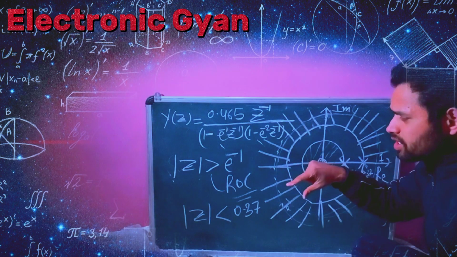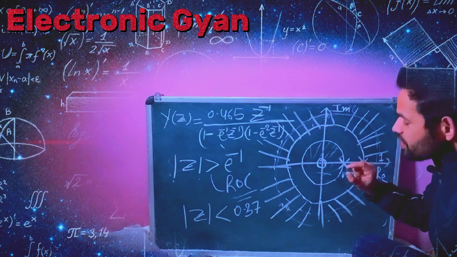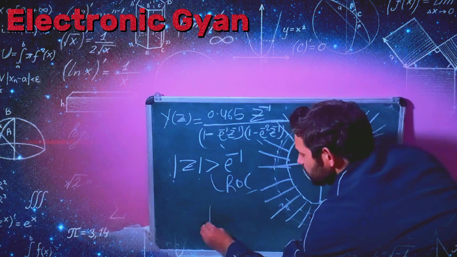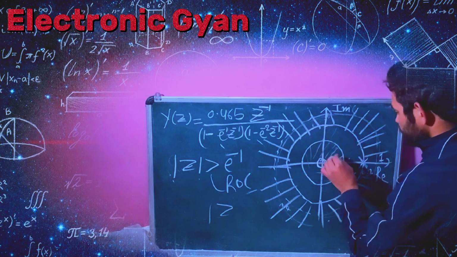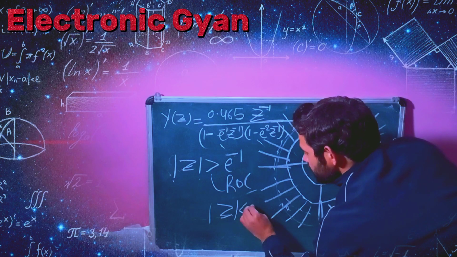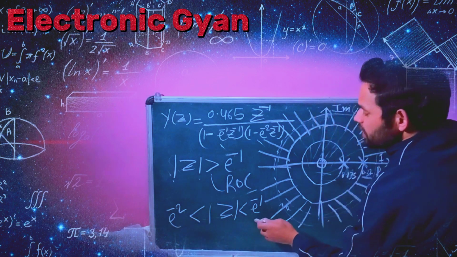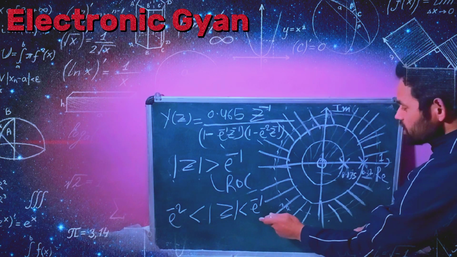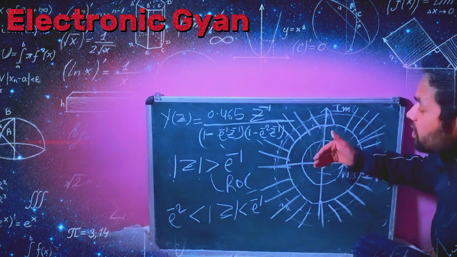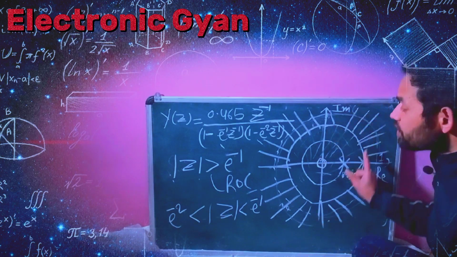Can we make this system causal and unstable? If I choose the common ROC between these, meaning ROC less than e inverse and greater than e to the power minus 2, meaning greater than 0.135 and less than 0.37, this central ROC, then my system is neither causal nor stable. So for system stability, ROC must always contain the unit circle.